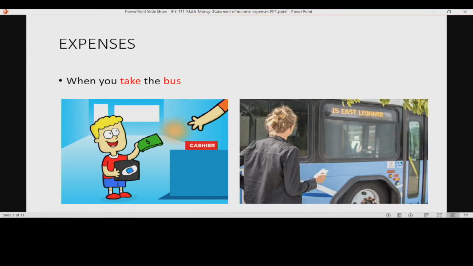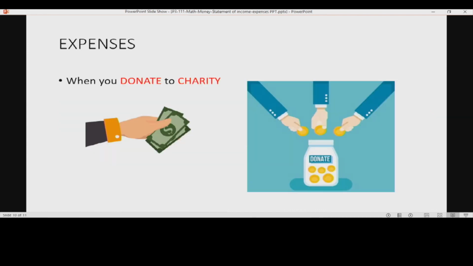And also, we talk about transport. When you take the bus. Yes, if we take the bus, do we need to pay money? Yes, this is called expenses. When you take the bus. Or airplane. Train. All types of transport will have an expense.